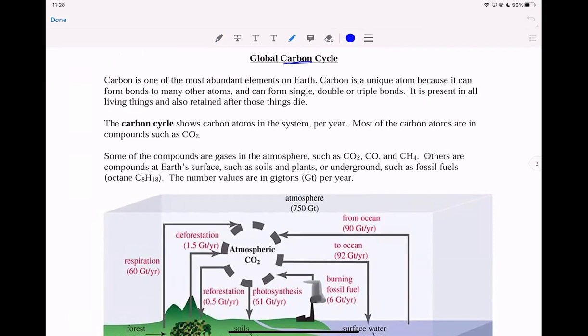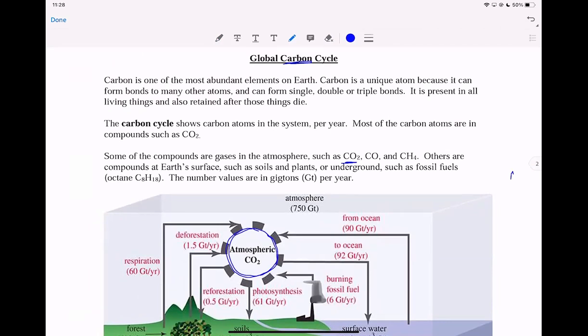And that's what we'll look at, shown in this worksheet. And then some of it's natural. But this carbon is bonded to other atoms in carbon dioxide. That's one compound that's moving through the system. And the majority that is focused on here is carbon dioxide gas in the atmosphere. So that's atmospheric carbon dioxide.